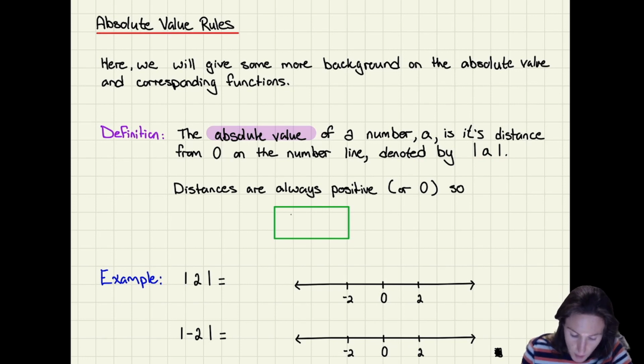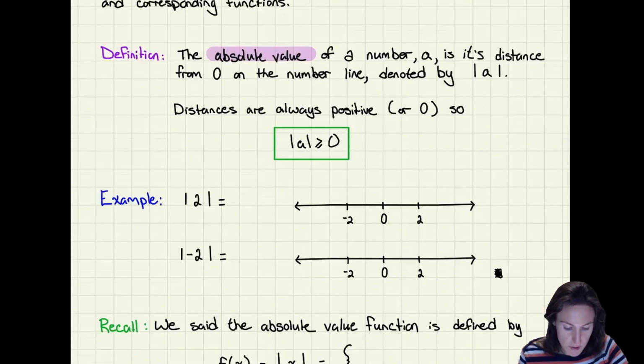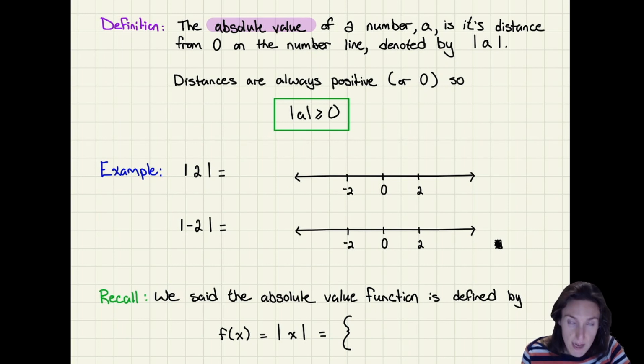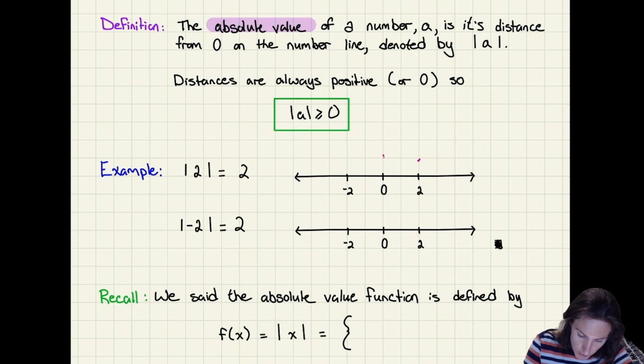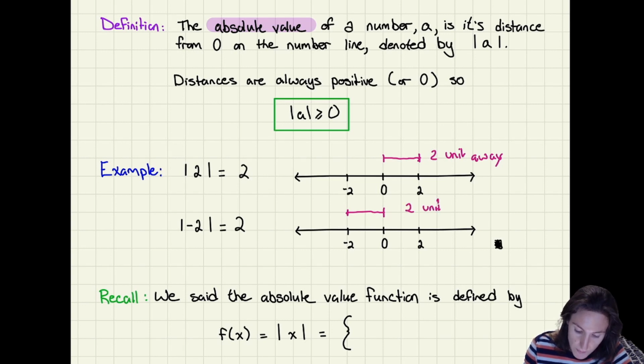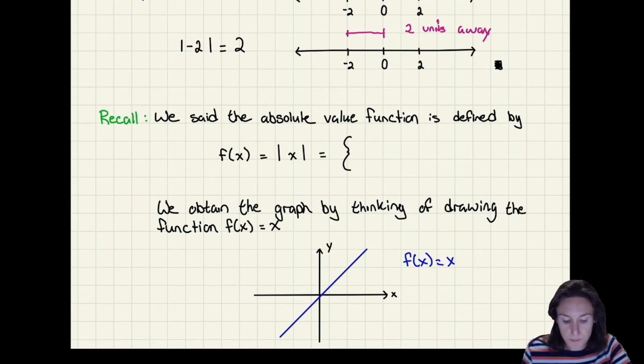Distances are always positive. So we can say that the absolute value of a number is always greater or equal to 0. Say, for instance, we're looking at the absolute value of 2. The absolute value of 2 is just 2. And for negative 2, it's also 2. What this represents is that if you're at 2 here, you're just 2 units away from 0. And even if you're at negative 2, in terms of distance, you're still only 2 units away. So this is how we think about the absolute value of a number.